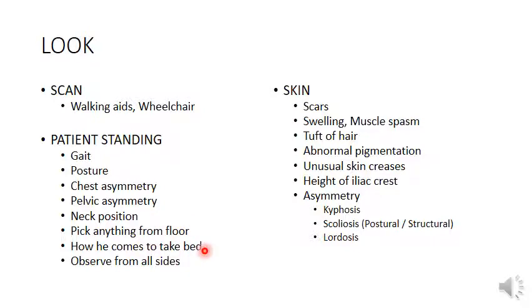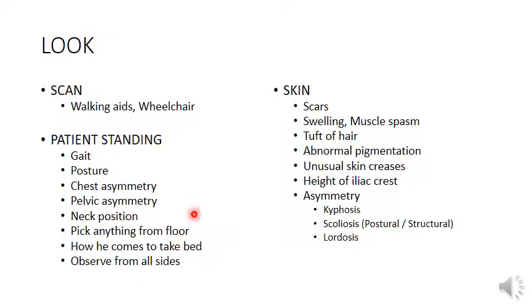You ask him to have a seat in the bed, and look at how he comes and takes up the seat in his bed. Because if a person has a spasm of the spinal column, he might find it difficult to take a seat. And make sure that you examine the spinal column from all the sides, the anterior, the right lateral and the left lateral, and from the anterior, look for any abnormal posture.